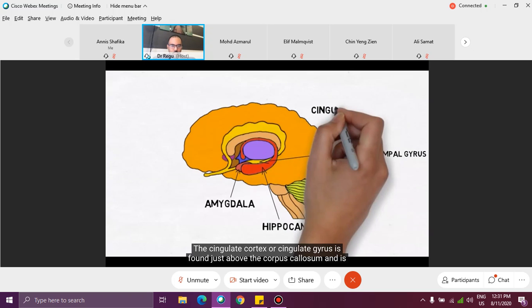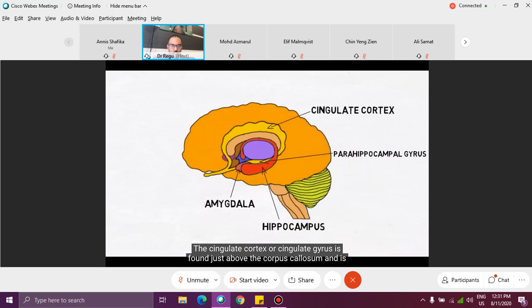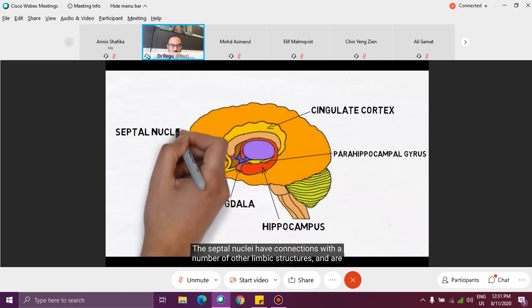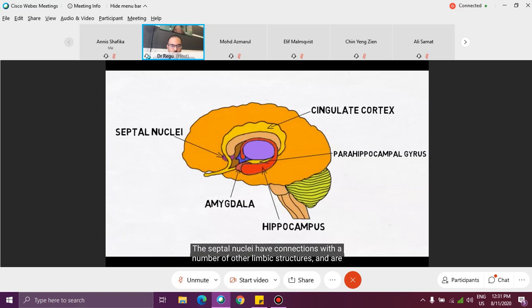The cingulate cortex or cingulate gyrus is found just above the corpus callosum and is involved in various aspects of emotion and memory. The septal nuclei have connections with a number of other limbic structures and are thought to be especially important to pleasure, reward, and reinforcement.